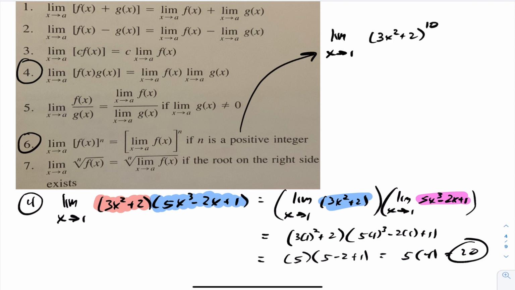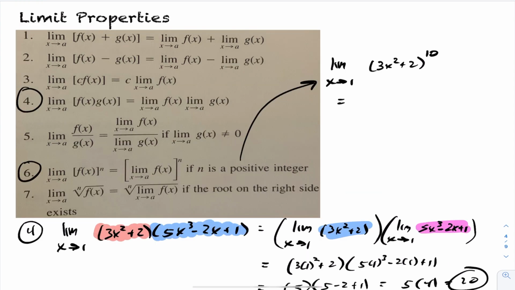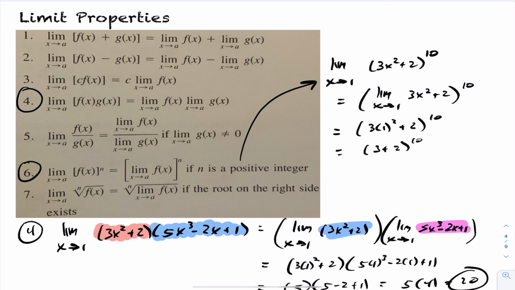Likewise, let's take a look at an example for property 6. Let's say you want to take the limit as x goes to 1 of 3x squared plus 2, to the power of 10. Again, you don't want to raise this to the 10th power and have to expand it all out. What you can do is take the limit inside. So this is going to equal the limit as x goes to 1 of 3x squared plus 2, to the power of 10, which is going to equal, now we can evaluate that. That'll be 3 times 1 squared plus 2, to the power of 10, is 3 plus 2 to the power of 10, is 5 to the power of 10.